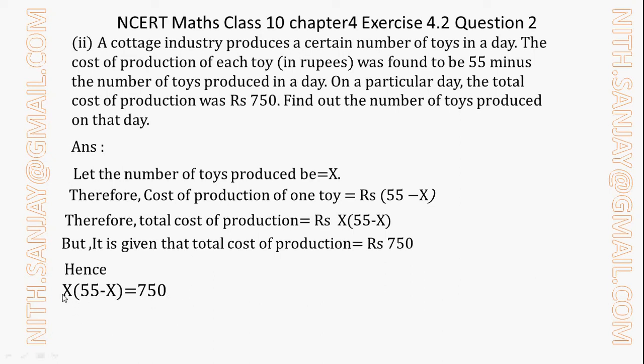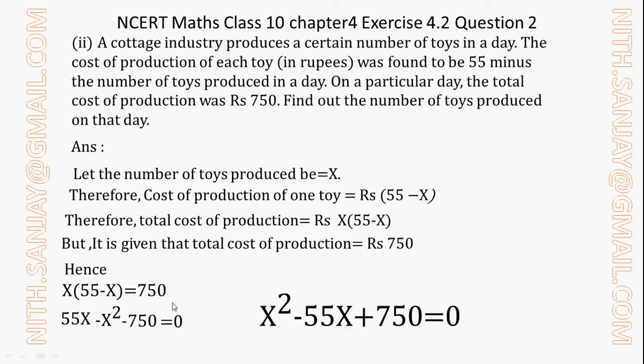Now I will simplify it. I will multiply this inside. If I multiply x with 55, I will get 55x, and when I multiply x with x, I will get minus x square. I will move this 750 to the other side. I will get 55x minus x square minus 750 is equal to 0. So this is my quadratic equation, but I will just rearrange it in this form. I have written this x square here. I have actually multiplied it by minus 1. So this minus x square becomes plus x square, plus 55x becomes minus 55x, and minus 750 becomes plus 750. Why?